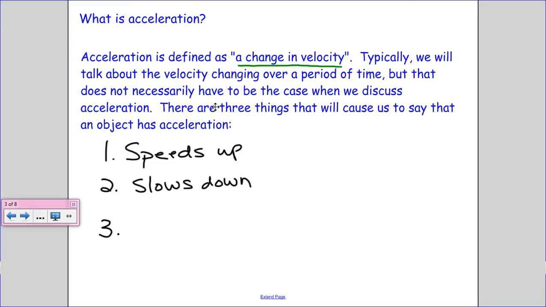And the third one is interesting. Remember, we talked about velocity being a vector quantity, which means it has magnitude and direction. It turns out that a change in velocity doesn't just mean a change in magnitude, it could also mean a change in direction. So anytime an object changes direction, it is accelerating.